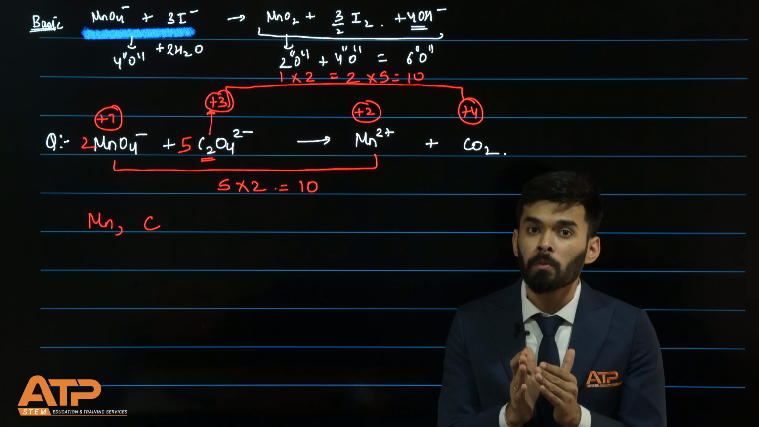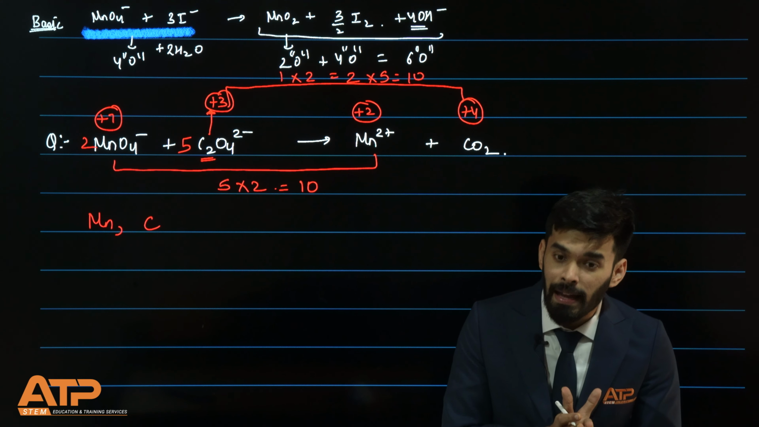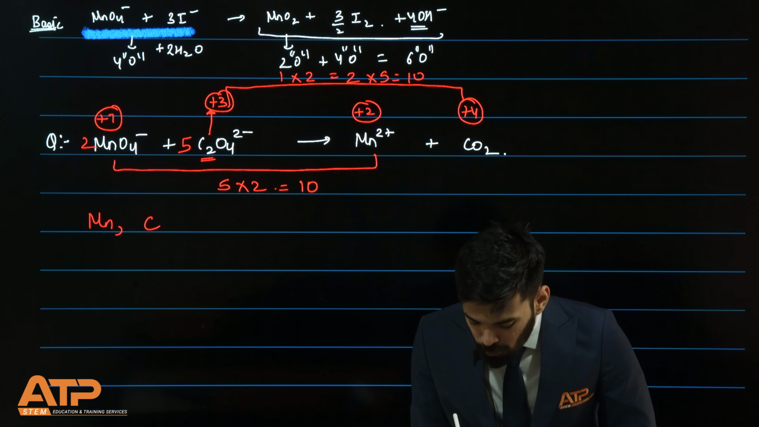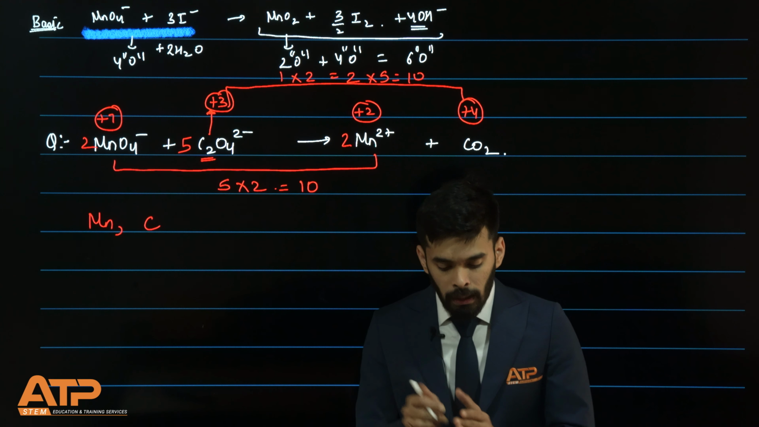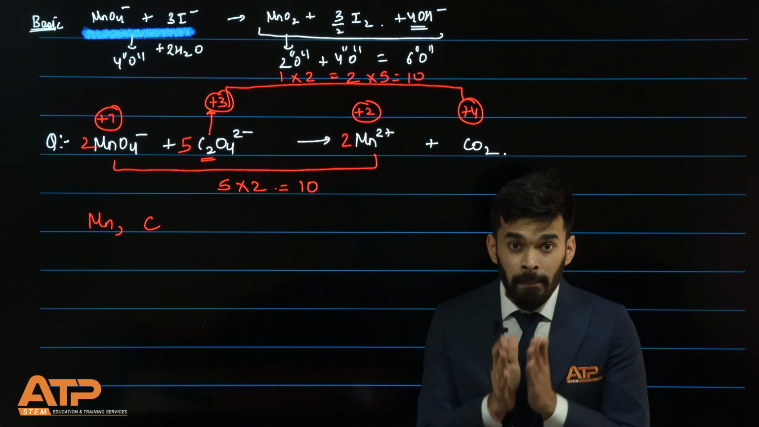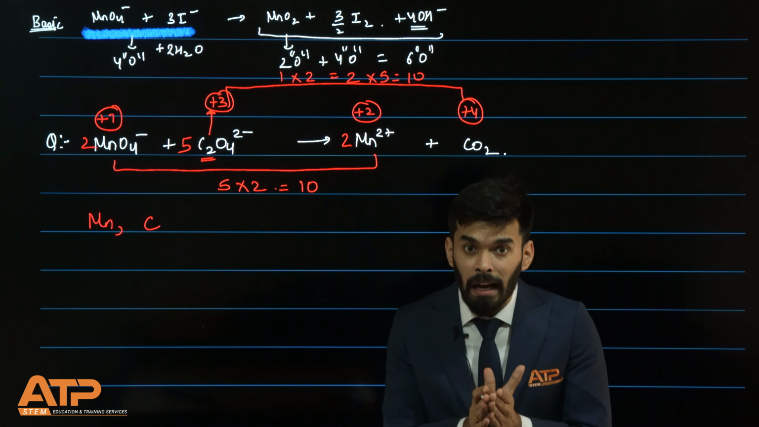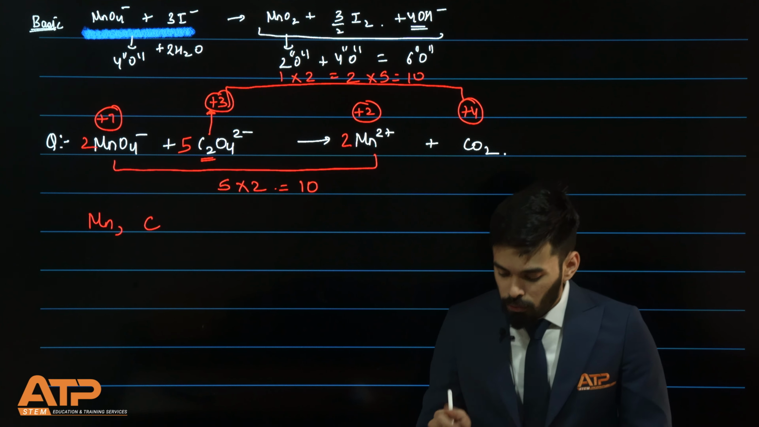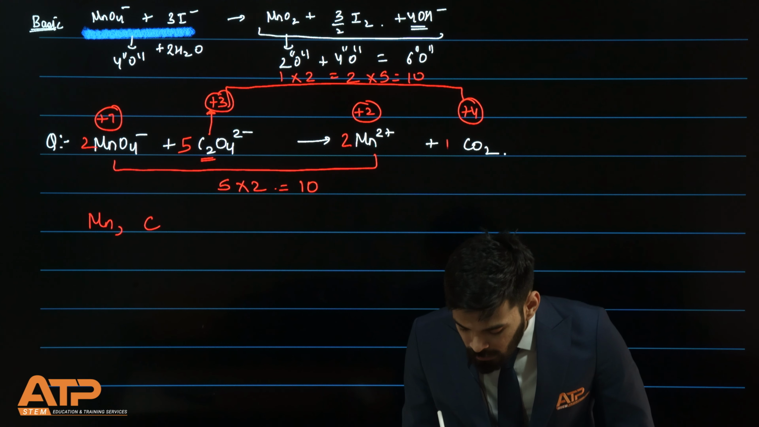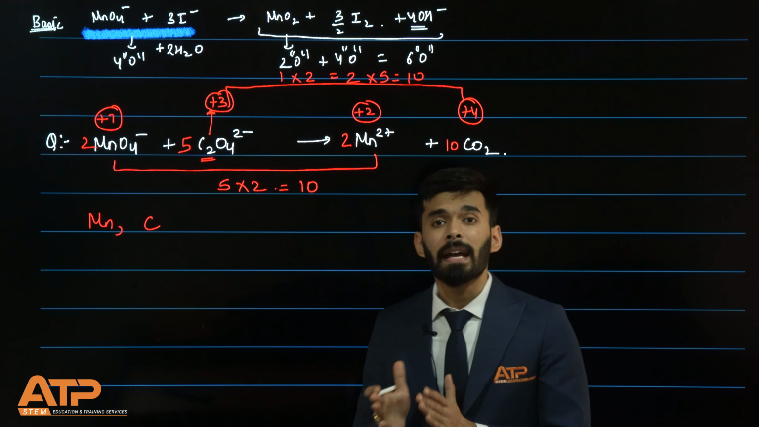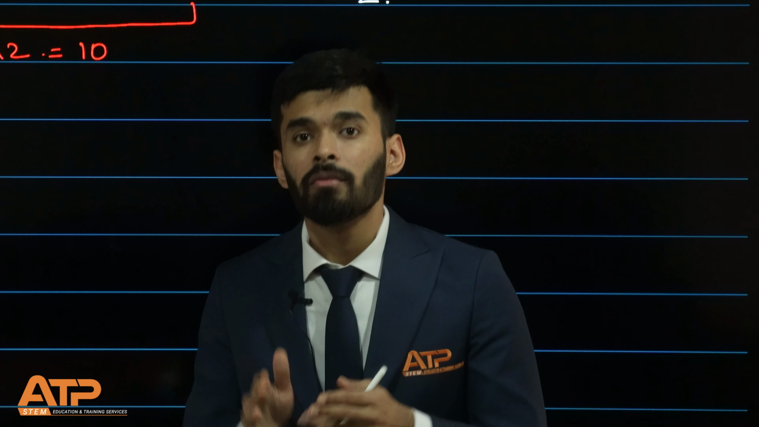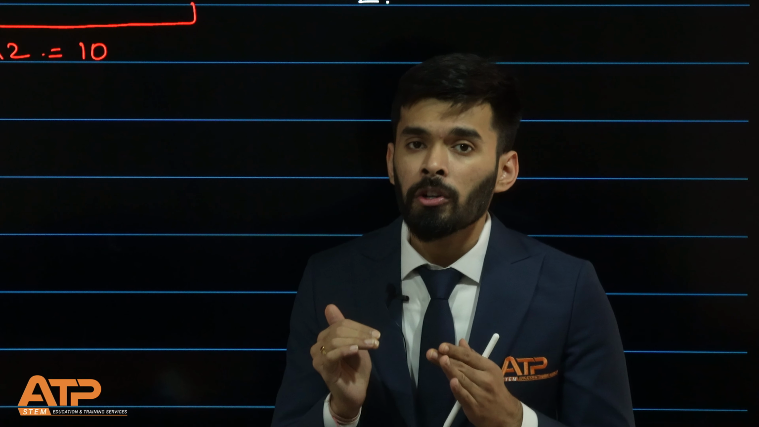So there are 2 manganese atoms on the reactant side, so let's make the manganese atoms on the product side also equal to 2 by adding 2 there. Similarly, there are 10 carbon atoms on the reactant side. So let's make the carbon atoms on the product side also 10 by multiplying it with 10. With this, we are done with the second step. Let's move on to the third step.